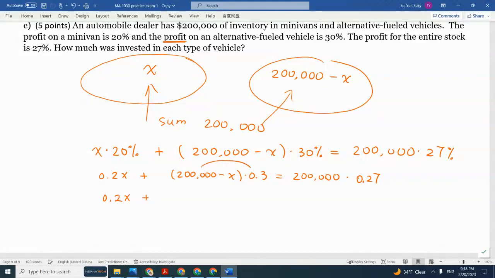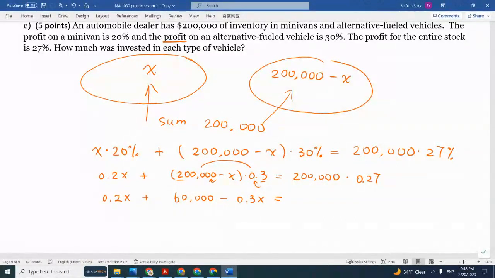Distribute. 200,000 times 0.3 is 60,000. Why? 2 times 3 is 6. And then the 0.1 means you move your decimal 1 digit in front of that. So that's why you get 60,000. And then minus 0.3x.